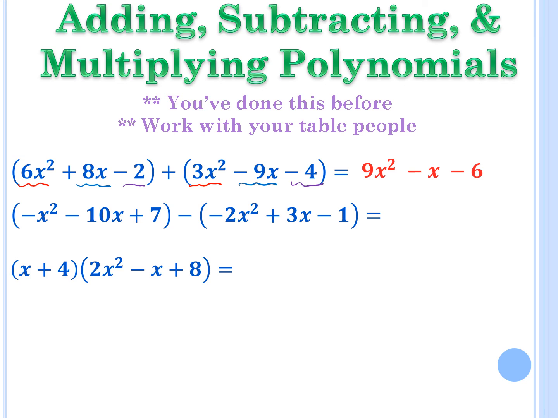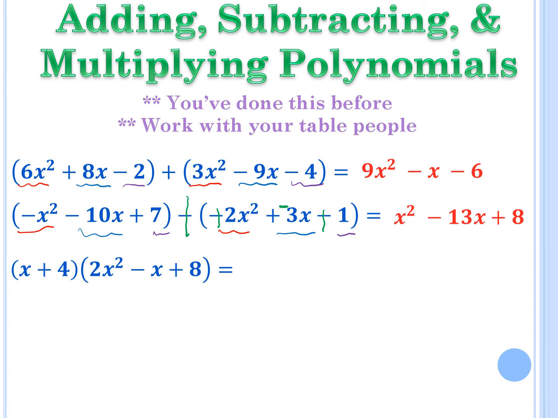Now, let's look at the second one. This time it's subtraction. Now, always, always, always, when it's subtraction, you change it to plus, and then you change the sign of everything inside. And then it's just a matter of combine like terms. Negative x squared plus 2x squared. Negative 10x plus negative 3x. And lastly, 7 plus 1. And you come up with x squared minus 13x plus 8.